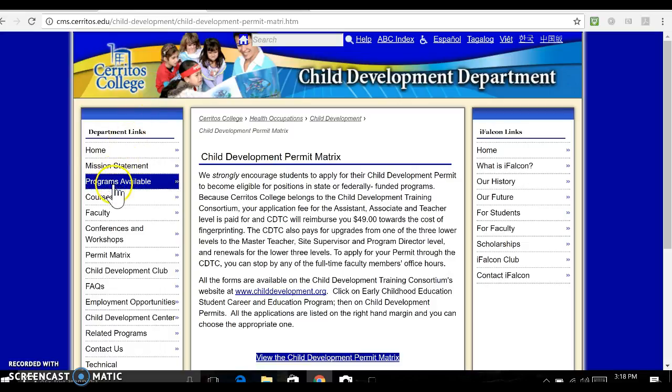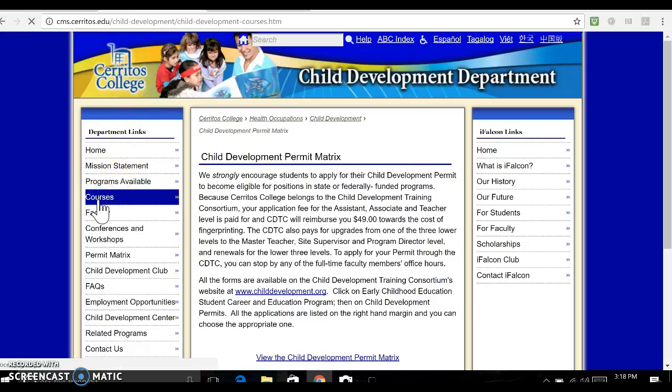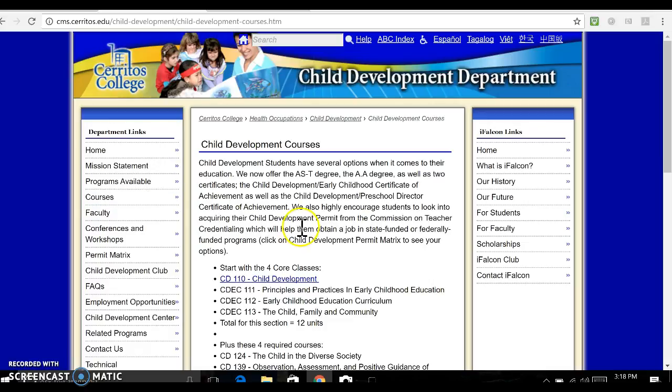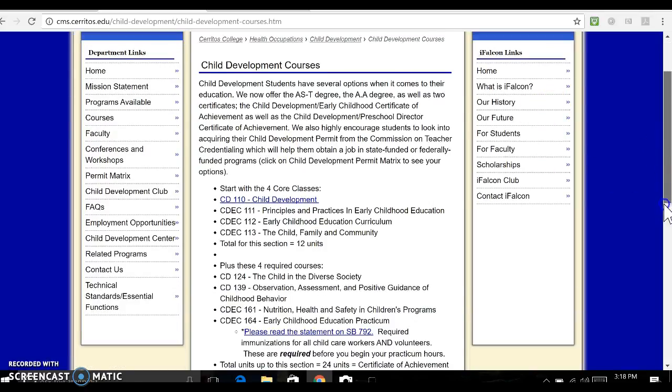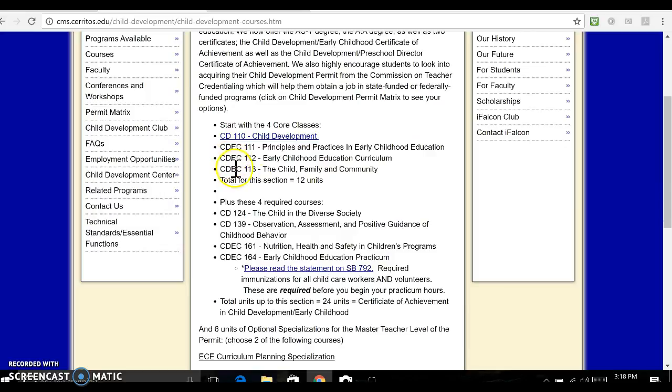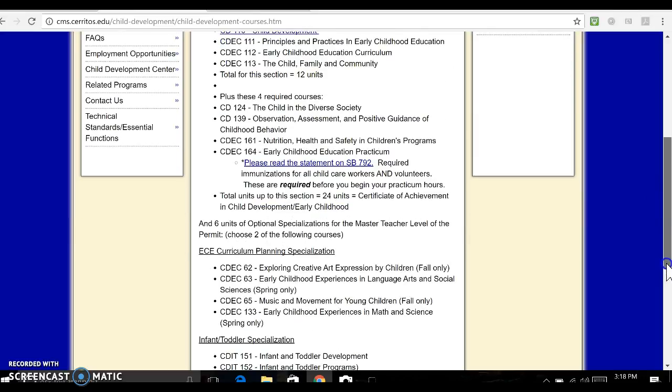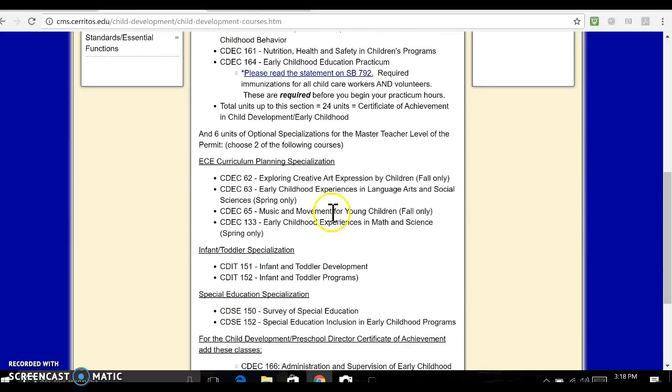So let's pop over here to our courses, the list of our courses on our website. So everybody knows the core classes, 110, 111, 112, and 113. The next set of 4 required classes for the AA or the AST are 124, 139, 161, and 164. You scroll down a little bit further, you'll see the specialization areas.